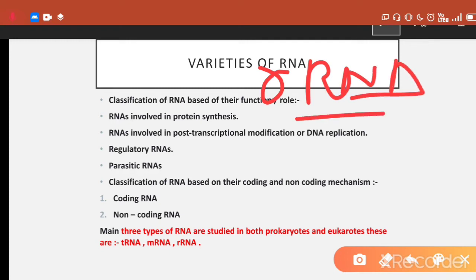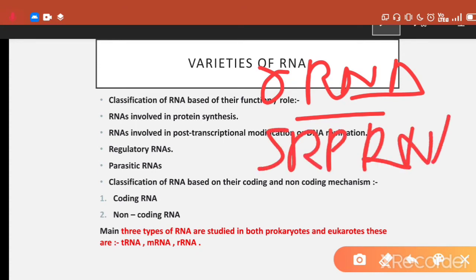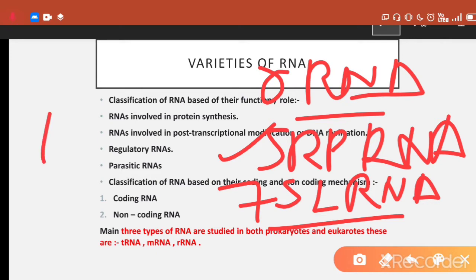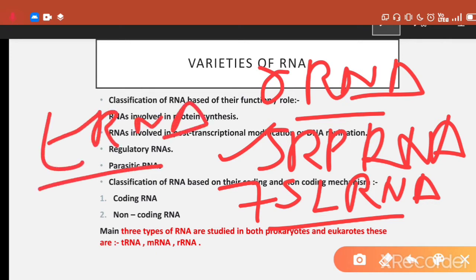signal recognition particle RNA, or we call them 7SL RNA. These RNA are present in all organisms, and this SRP, that is signal recognition particle RNA, has a function in membrane integration, as a membrane integration molecule. And another one is transfer RNA, which transfers amino acids during protein synthesis to the ribosomal subunit.